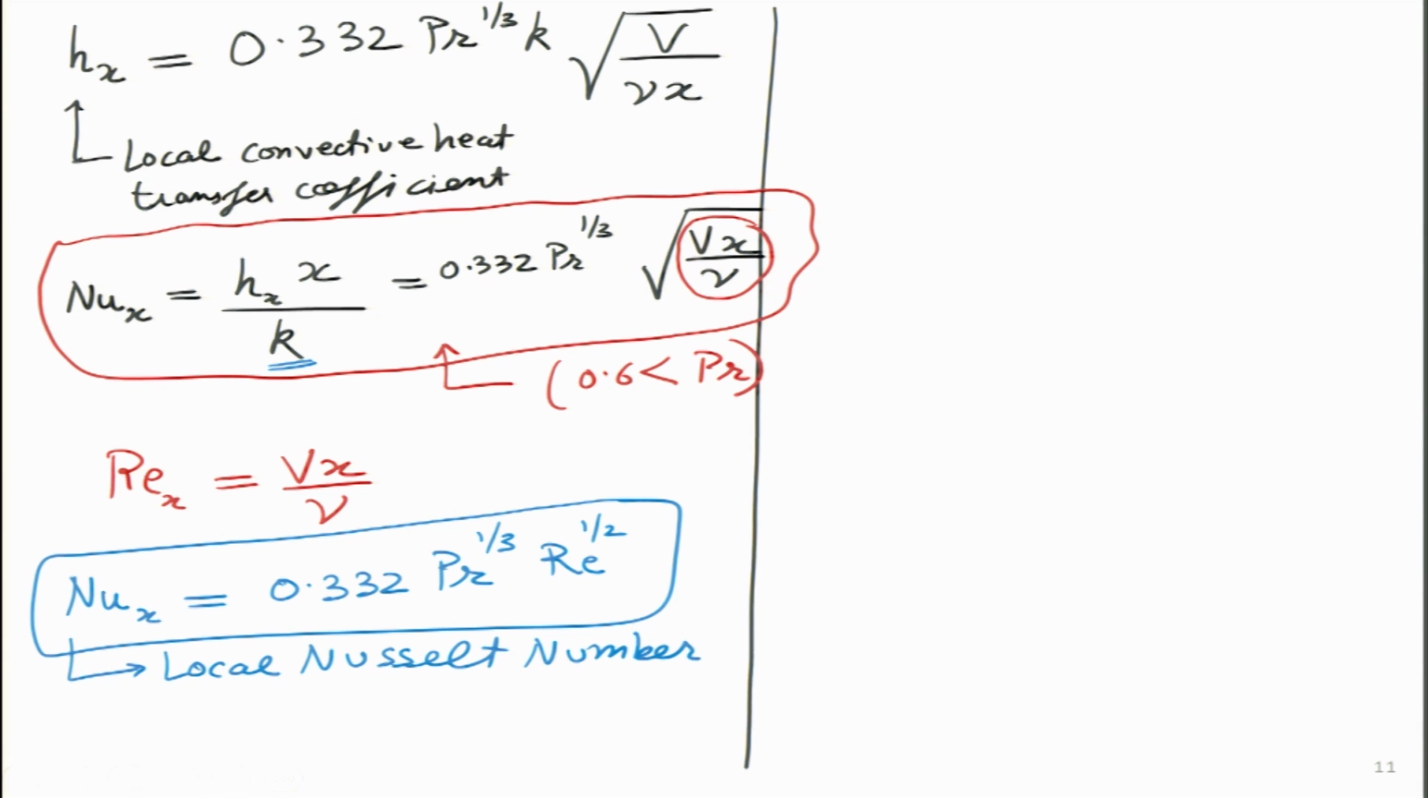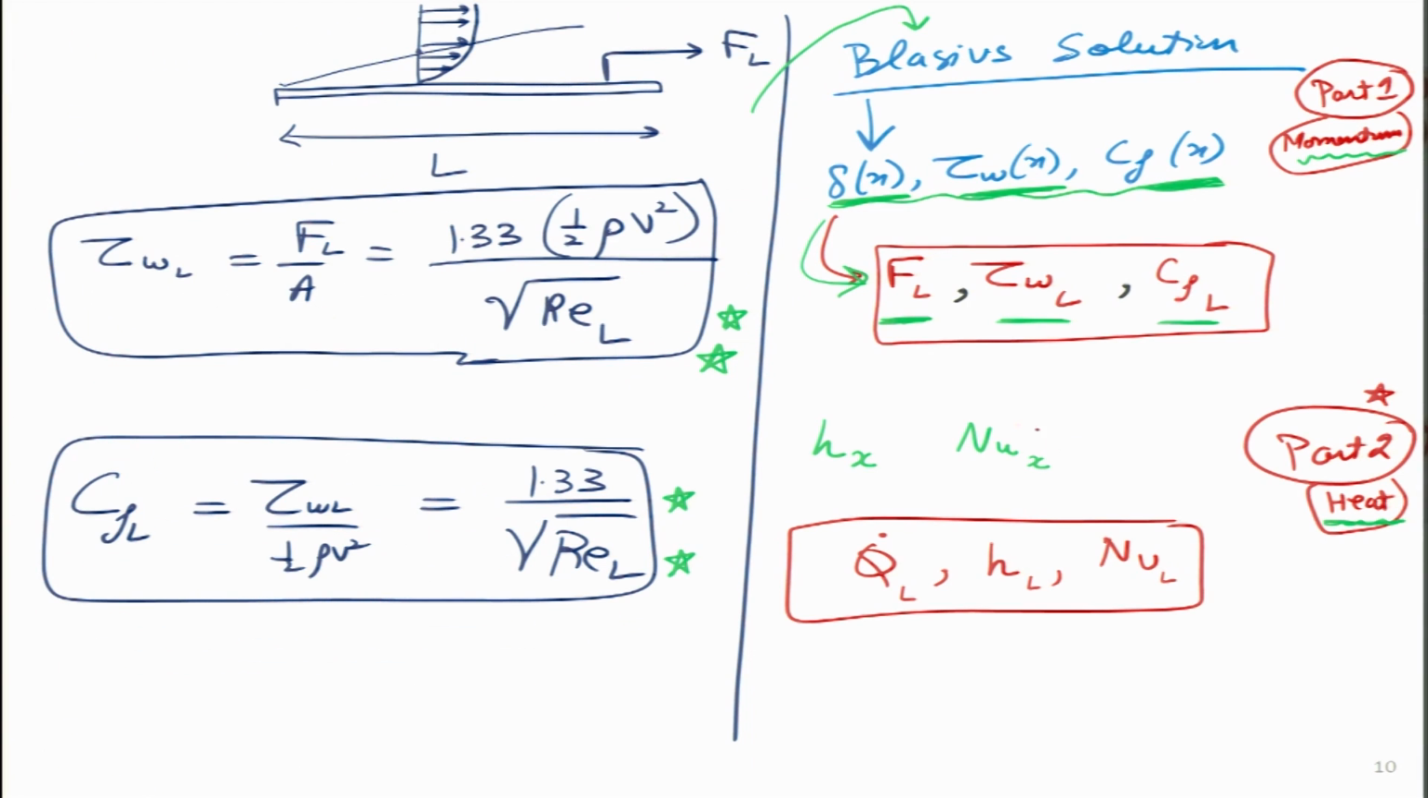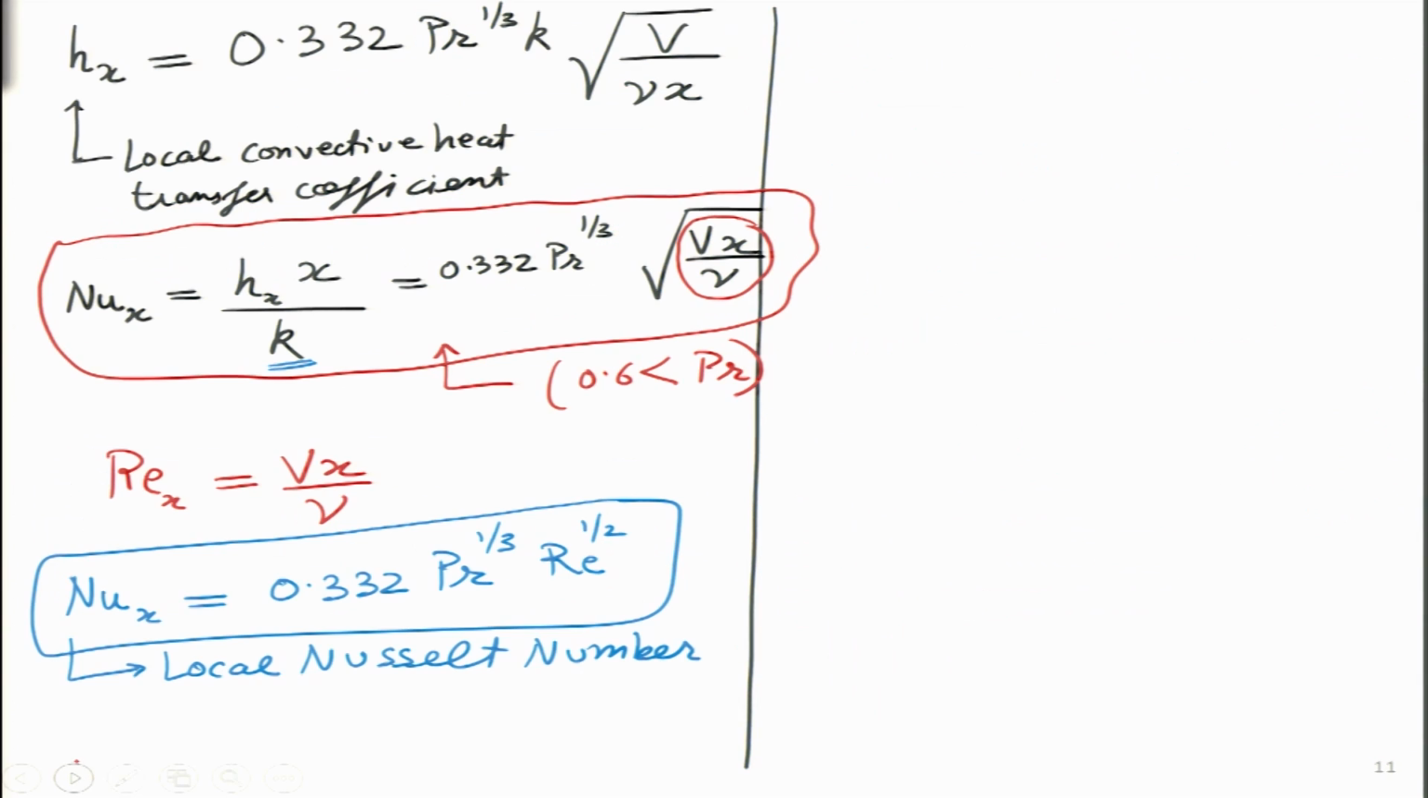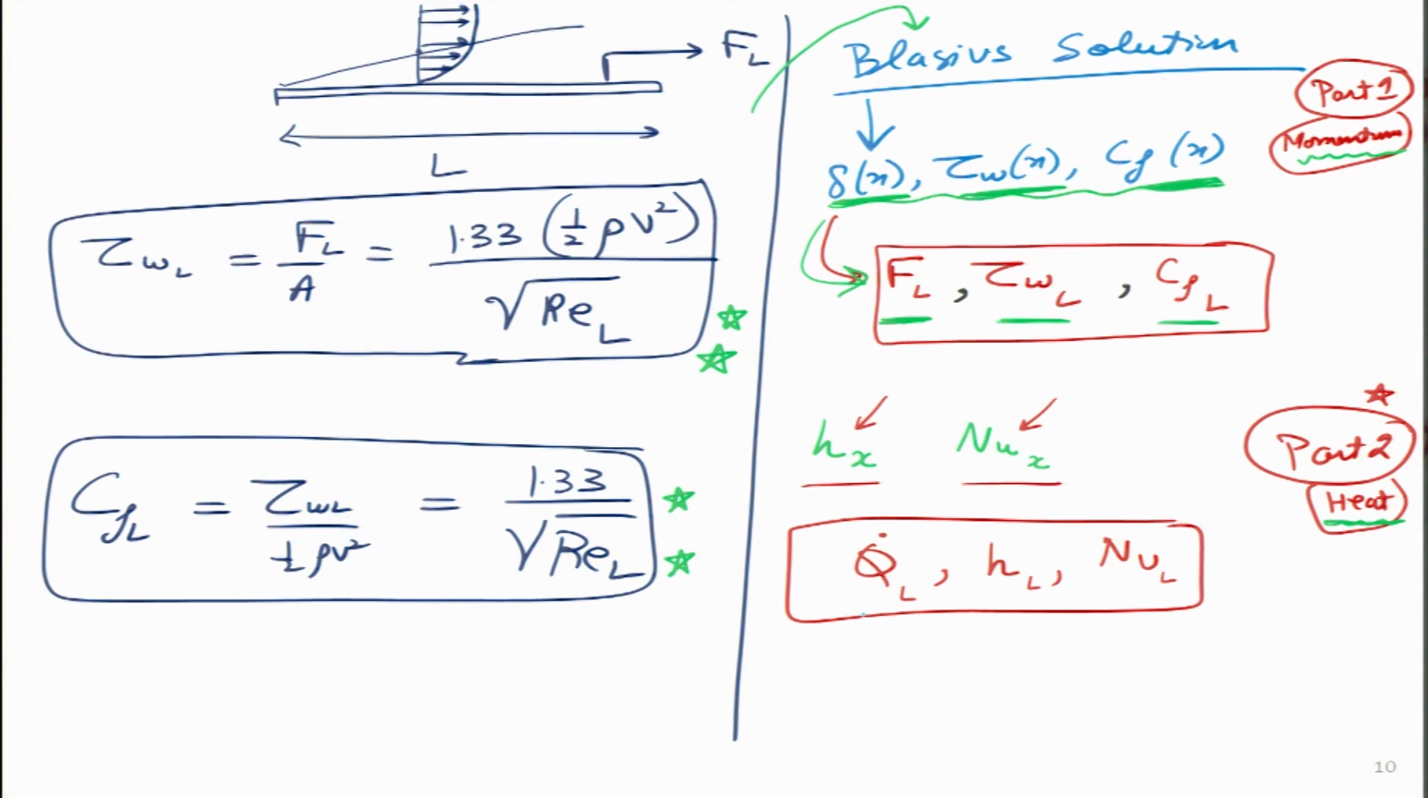So, if we quickly go back one slide, we see these are the two parameters that I was talking about: the local heat transfer coefficient and the local Nusselt number, whose expressions are obtained by solving the Blasius equation. This is the Blasius solution, and based on this we want to find three parameters: the overall rate of heat transfer, the overall convective coefficient, and the overall Nusselt number.